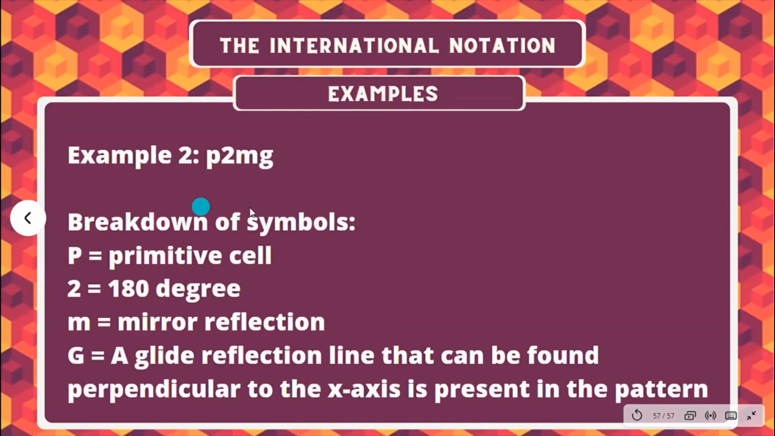Here is another example. We have the P2MG. We have a breakdown of symbols here. We use the letter P for a primitive cell, the number 2 after for a 180-degree rotation, the letter M for a mirror reflection, and the letter G for a glide reflection line which can be found perpendicular to the x-axis.